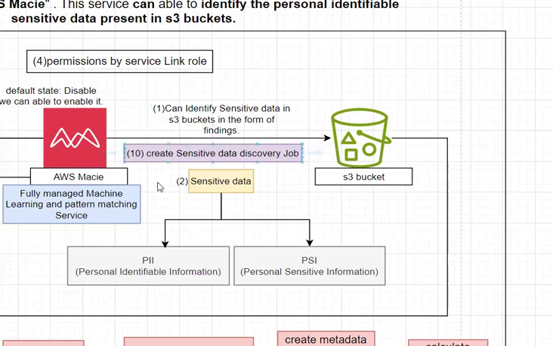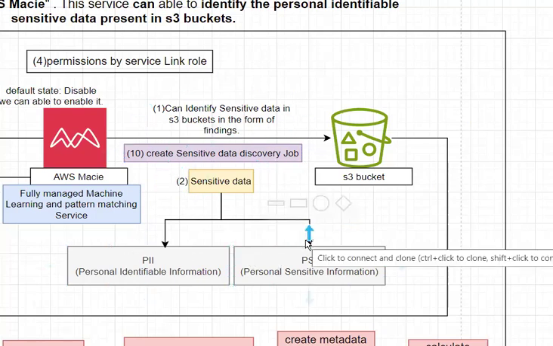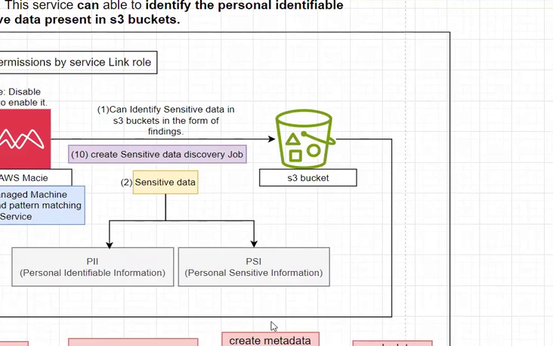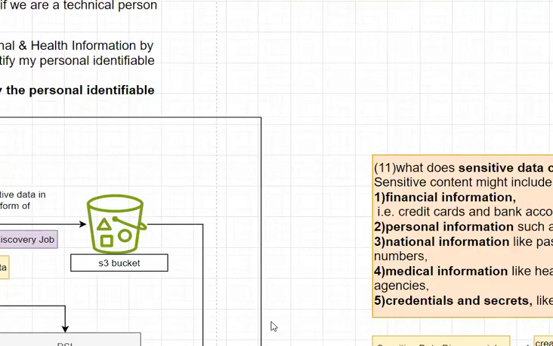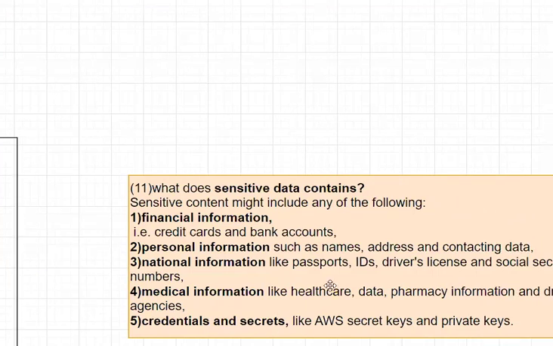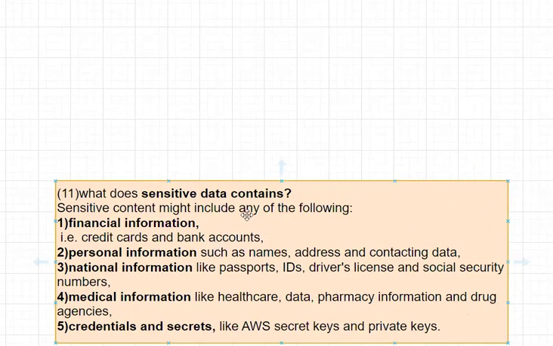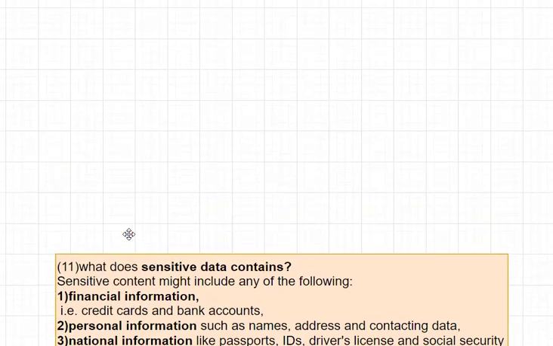Now let us see what type of sensitive data we are able to identify. We have already discussed that we can identify PII and PSI information. So let us see what type of sensitive data comes under these two. We can identify financial information, that is credit card details and bank account details. Those types of details come under financial information, and we can identify those.